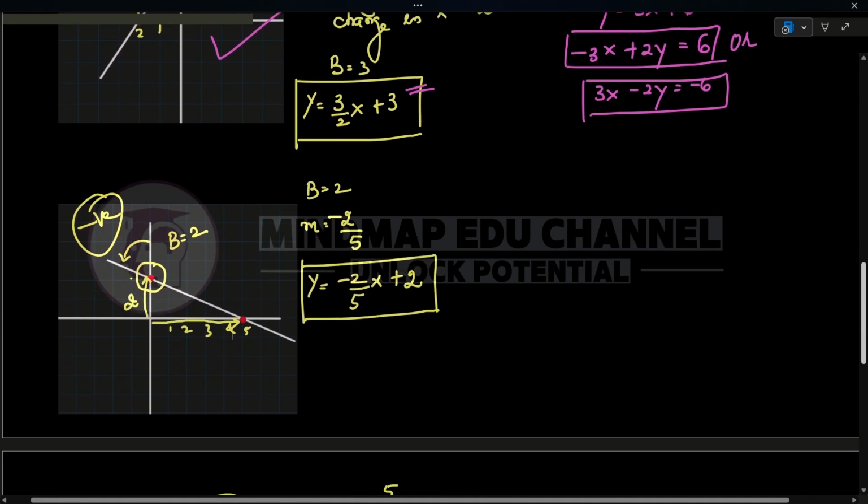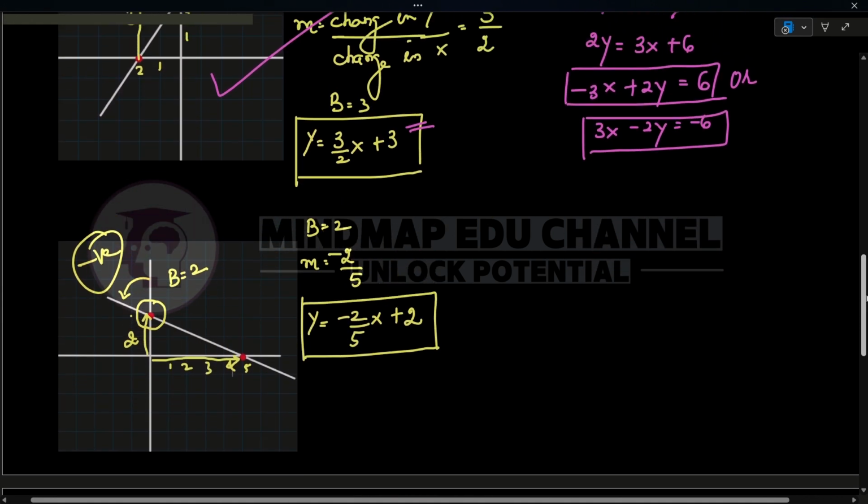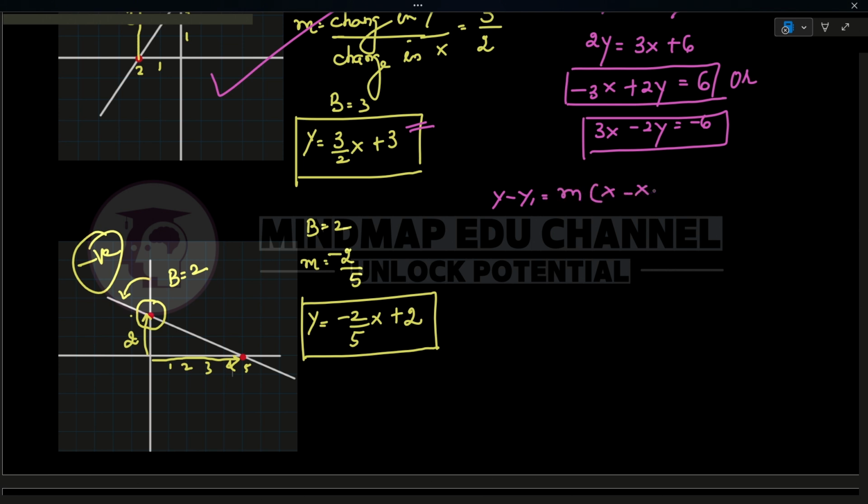Now let's learn to write in point slope form. So what's the equation for point slope form? That is y minus y1 is equal to m(x minus x1). Clear? Okay. Now, let's take this example. y is equal to minus 2 over 5x plus 2. Let's convert this, the slope-intercept form, into point slope form.